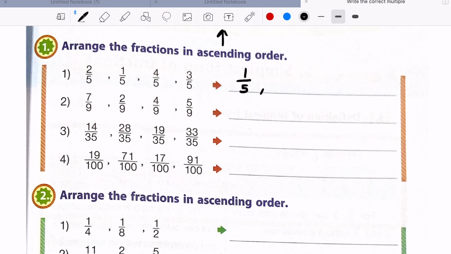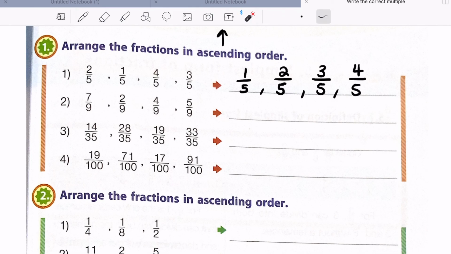Next, 2/5. Then after, 3/5. And then next, 4/5. Right? Because we just look at 1, 2, 3, 4, just at the top for number 1.